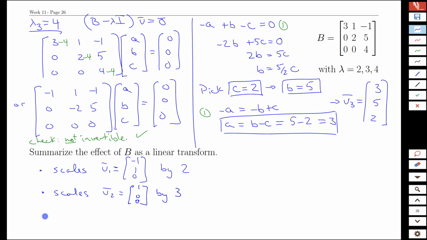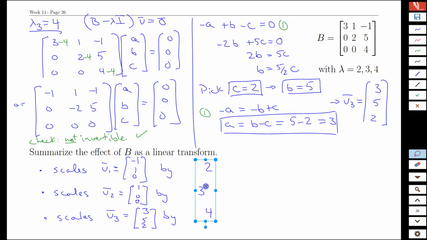by 3, and the transformation B, a linear transformation, scales our third vector v3, which was this more complicated 3, 5, 2 vector, by 4. And I want to be explicit here. Just move these over for a second, and give them their correct names, which are the lambda values, or the eigenvalues. So we can characterize the matrix B by the 3 eigenvectors here and their scaling factors that B would trigger in them if we applied B as a transform.